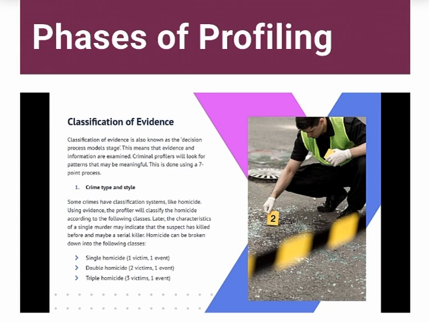Some crimes have classification systems, like homicide. Using evidence, the profiler will classify the homicide according to the following classes. Later, the characteristics of a single murder may indicate that a suspect has killed before and may be a serial killer. Homicide can be broken down into the following classes. Single homicide, 1 victim, 1 event. Double homicide, 2 victims, 1 event. Triple homicide, 3 victims, 1 event.